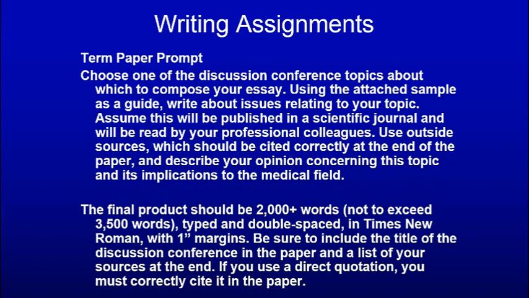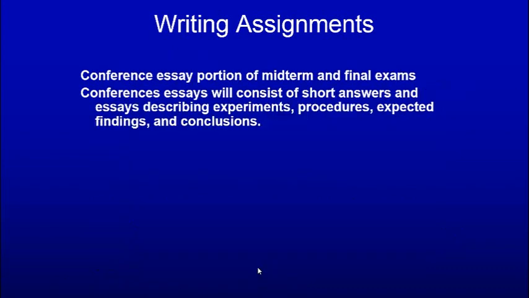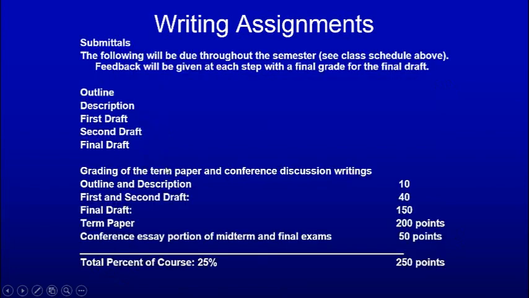So you choose one of the topics that we have for our conferences and write something for your professional colleagues, and it has to be at least 2,000 words. Paper references have to be cited as if a journal would use that. And then we have writing assignments, conference essays as part of your writing assignment. Basically the writing assignments are an outline, description, first draft, second draft, and final draft. All these are different times, and the times have been designated for you in the schedule.